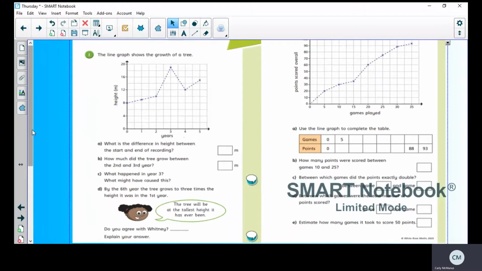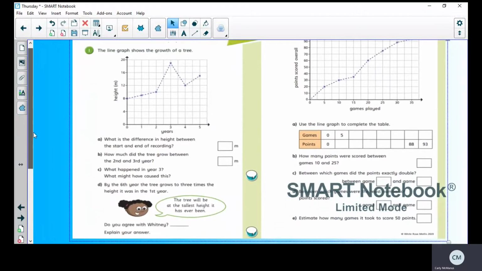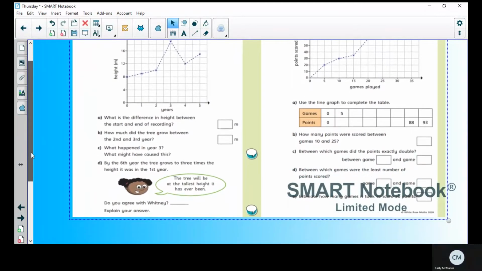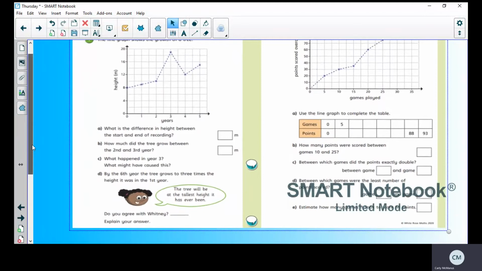What happened in year 3? What might have caused this? So if we look at year 3, it's grown very tall. I won't say how tall. And then look, it starts to not increase but to decrease. So what might have happened to the tree for it to be going down in height? What do you think?